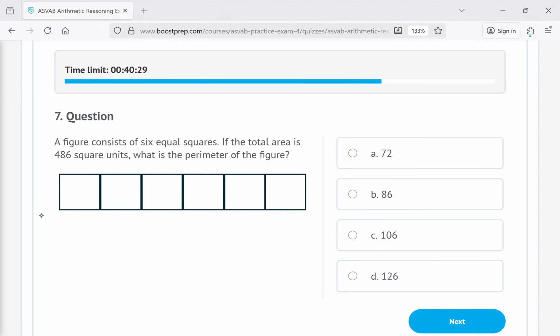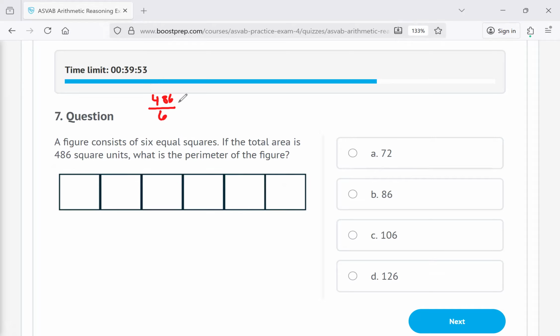Question 7. A figure consists of 6 equal squares. If the total area is 486 square units, what is the perimeter of this figure? So what do we know about squares? We know squares have all side lengths that are the same, right? And if the total area is 486, and there's a total of 6 squares, right?